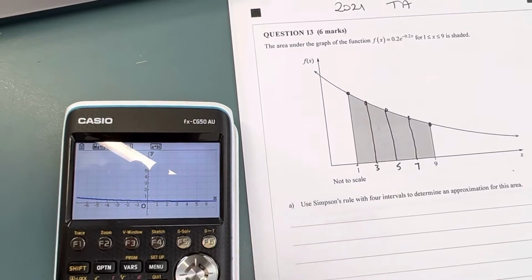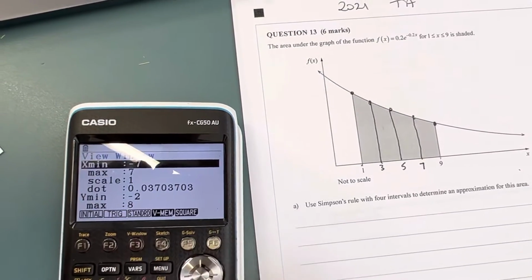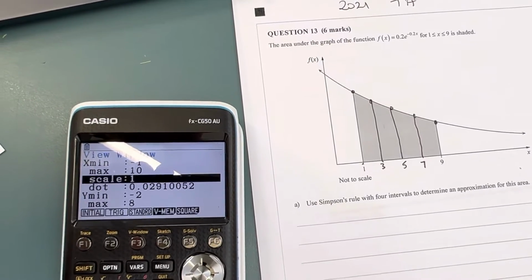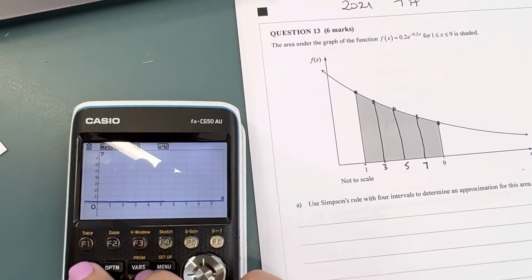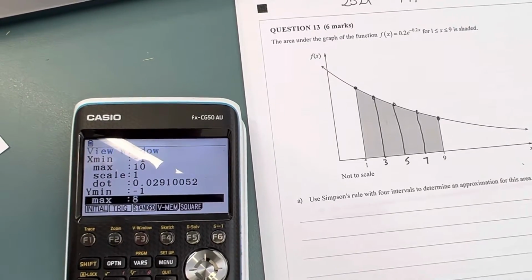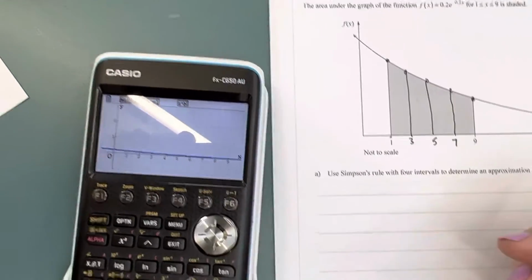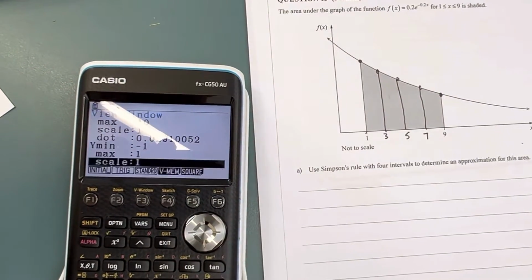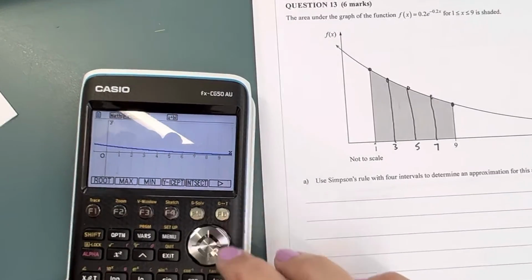Before I draw, I'm just going to change up my view window, because I need to make sure I'm going to run it from -1 to 10. Draw. Still quite low, so let me go shift view window, and on my Y max, from -1, let's just make it 3. Still quite small, but we can live. Let's just make it 1. There we go.